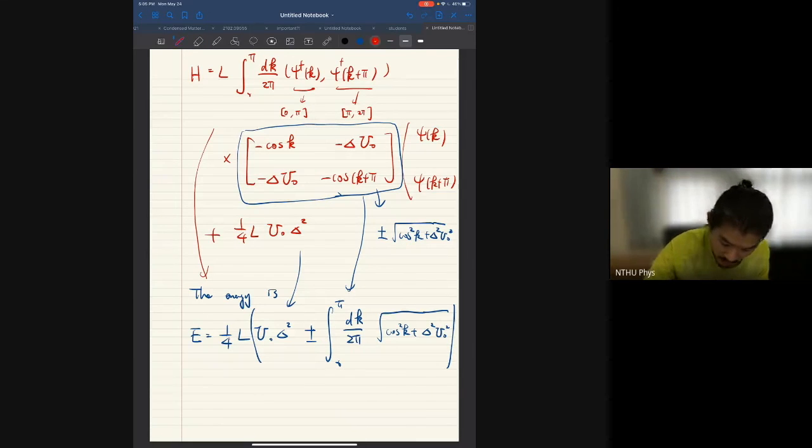The ground state corresponds to the minus sign. The ground state is nothing but taking the minus sign here. So we just replace the ground state by the minus sign here. So this is the ground state.